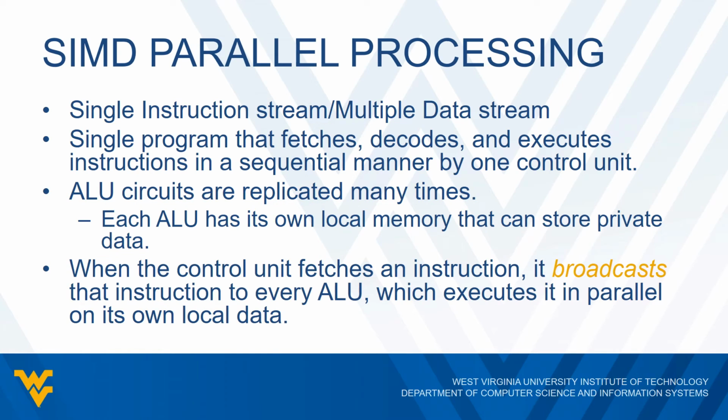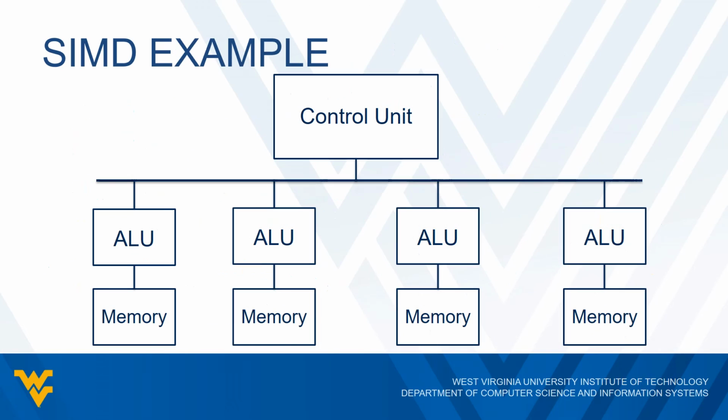So when the control unit fetches an instruction, such as a load, an add, or a store, and so forth, it's going to broadcast that instruction to every ALU, which then executes the instruction in parallel on its own local data. For example, if we have 100 replicated ALUs, we can perform 100 parallel additions by having every ALU simultaneously execute the instruction.